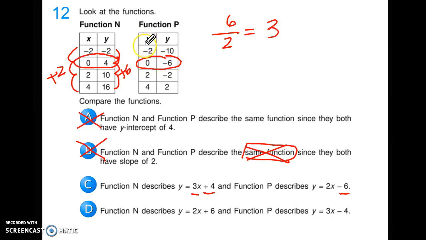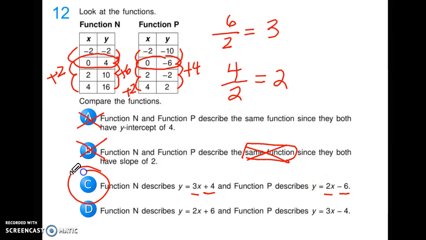And then let's look at function P. On this side, I'm again adding 2 each time. And on this side, I am adding 4 each time. So that makes that slope 2. Oh, that checks out too. So C is the correct answer. And if you look at D, why it's not correct, they've got the equations backwards.